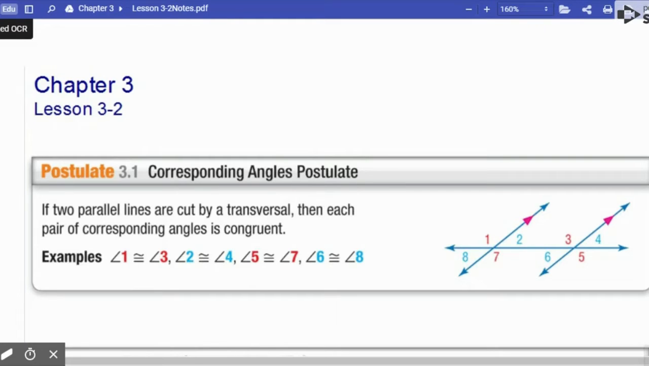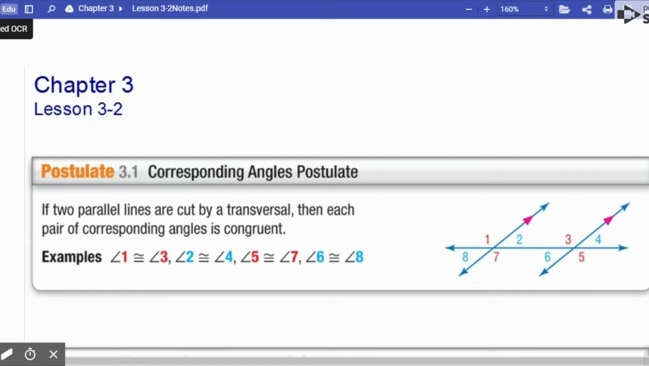Alright folks, let's go over what happens with our angle pair relationships when we have parallel lines. It's very simple, very basic, very straightforward. First off, corresponding angles. We learned last section what corresponding angles are. Now, if my lines are parallel, simply, corresponding angles are congruent.